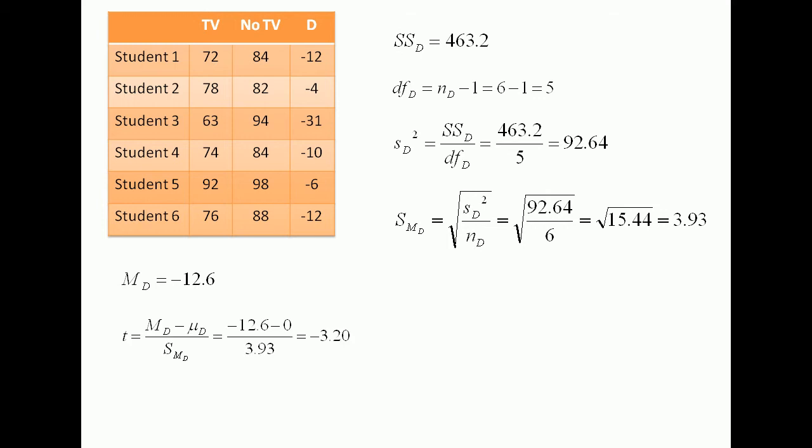We know the mean of the D-scores, so we can calculate T if we have the mean of the D-scores and the standard error of the mean of the D-scores. So that means that T is negative 3.2. And Cohen's D is going to be equal to 1.31.